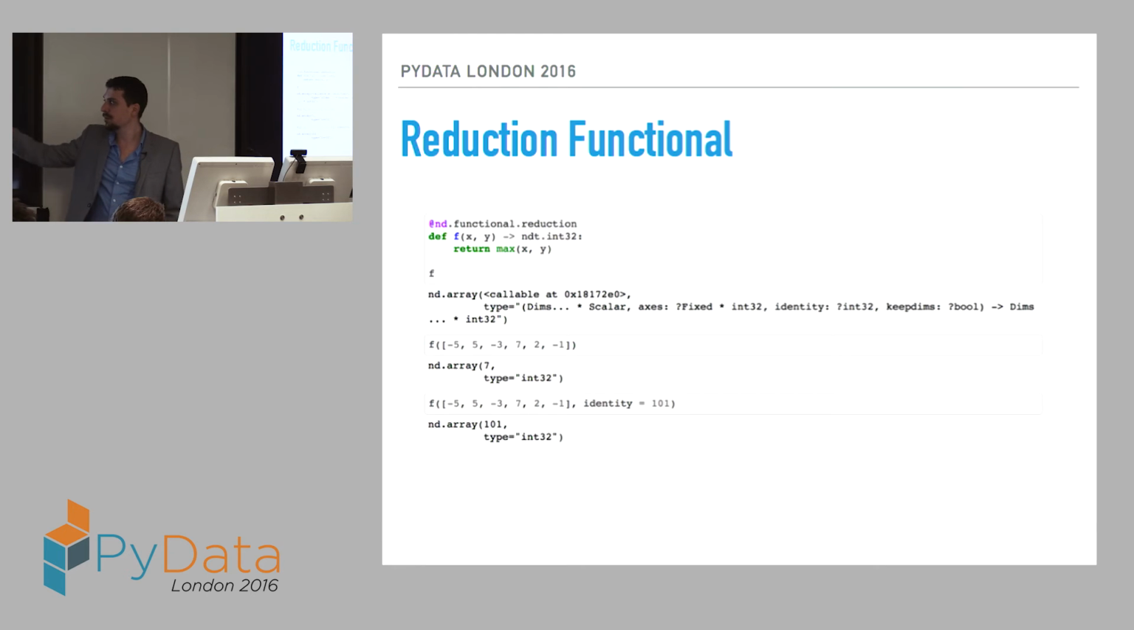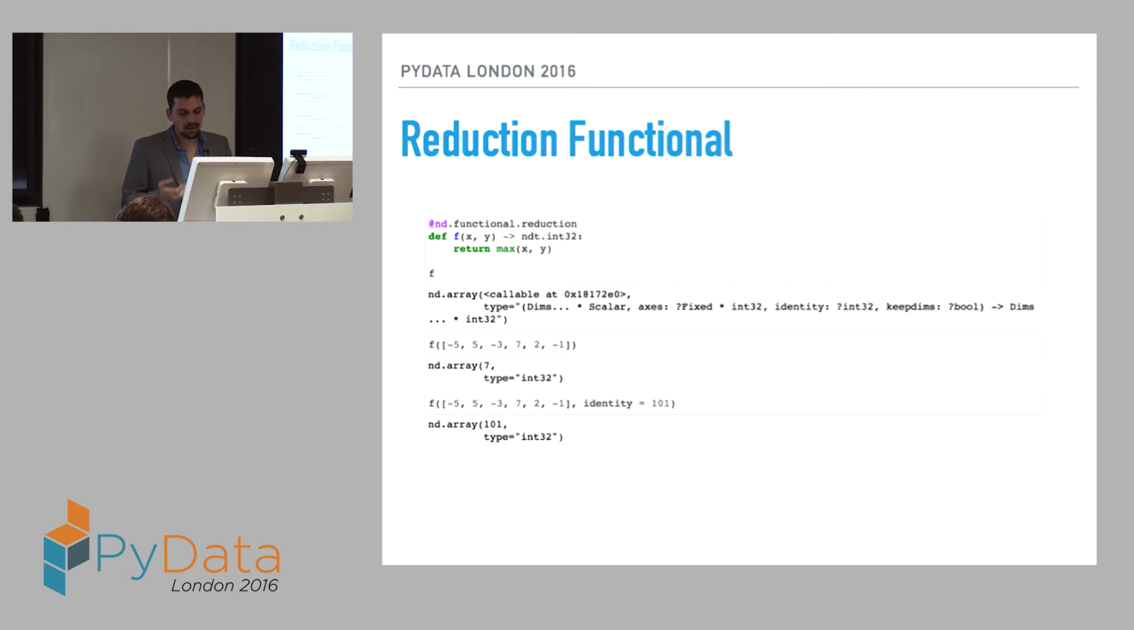The question marks here mean that those are potentially optional arguments to the function. And we can take in an argument called keepdims, which is just whether or not I want to keep all the dimensions of size 1. These are the same sort of things that NumPy has. And we return a bunch of dimensions times int32. And you can see I can do the reduction on a list of 6 elements, and it returns the maximum. And below, I pass in a keyword saying, hey, I want to do this reduction, the maximum, but use 101 as the identity, and then I get 101 back.